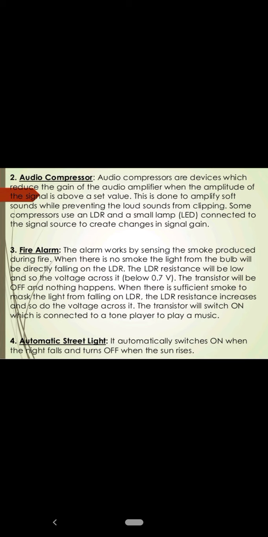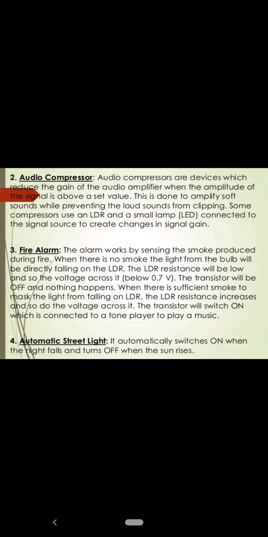The third application of LDR is the fire alarm. The alarm works by sensing the smoke produced during a fire. When there is no smoke, the light from the bulb falls directly on the LDR. The LDR resistance will be low, and so is the voltage across it. The transistor will be off and nothing happens. When there is sufficient smoke to mask the light from falling on the LDR, the LDR resistance increases, and so does the voltage across it. In this way, it is used as a fire alarm.